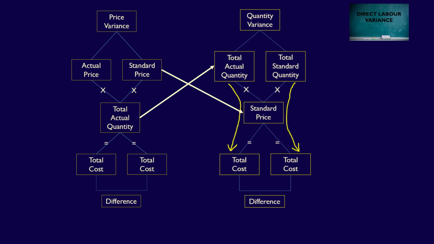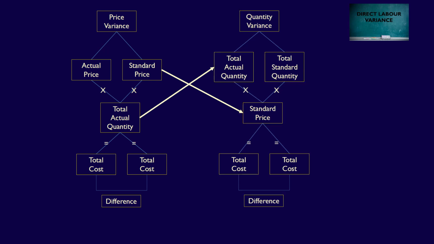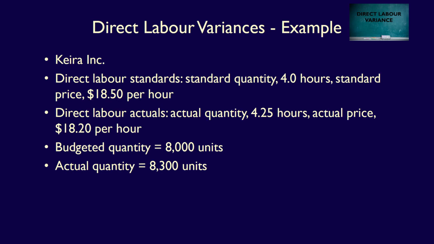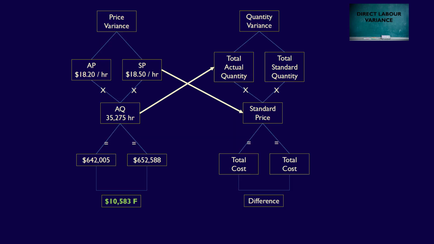On the right side, we take the total standard quantity at the actual level of production and multiply it by the standard price per unit. That determines the total standard cost. If we then compare the two totals, we can determine the quantity variance. Let's return to the example of Kira Inc. and apply it to the direct labor quantity variance.